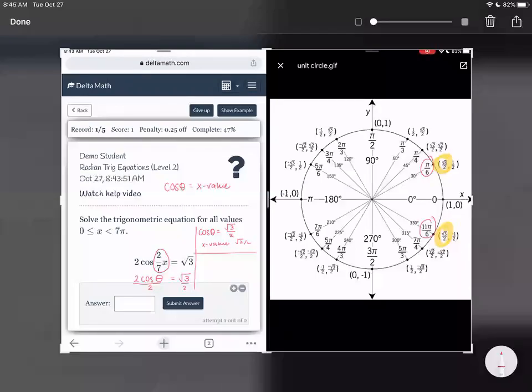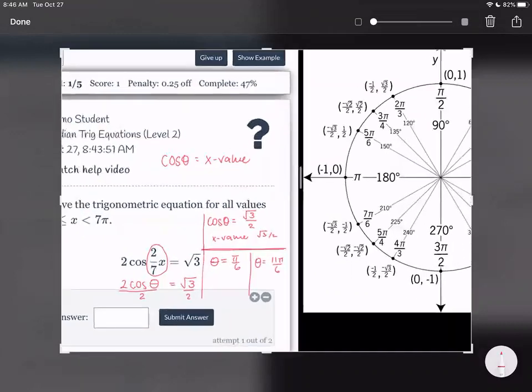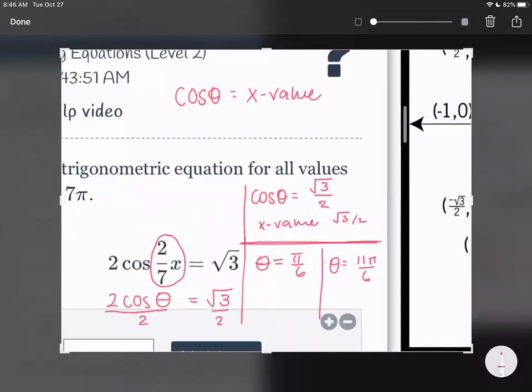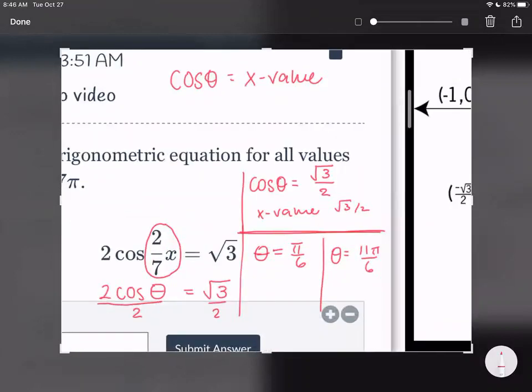Okay, so we have that our angles are equal to pi over 6, and then another one is 11 pi over 6. Okay, I'm going to zoom back in here. So remember how we replaced 2 pi over 7x with theta? Now we're going to replace that back in here.